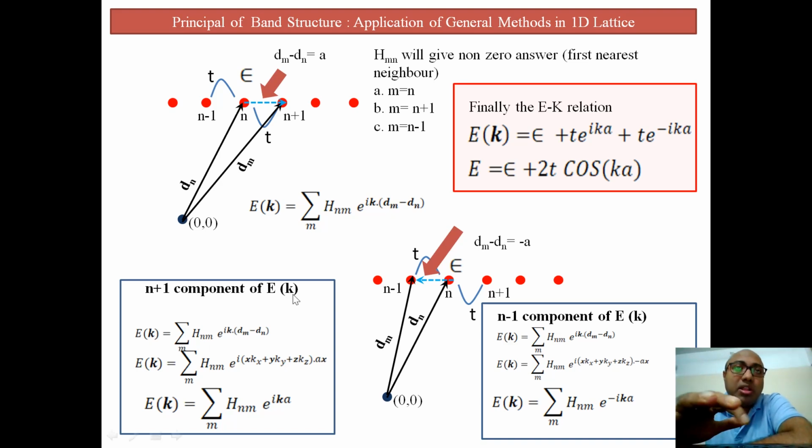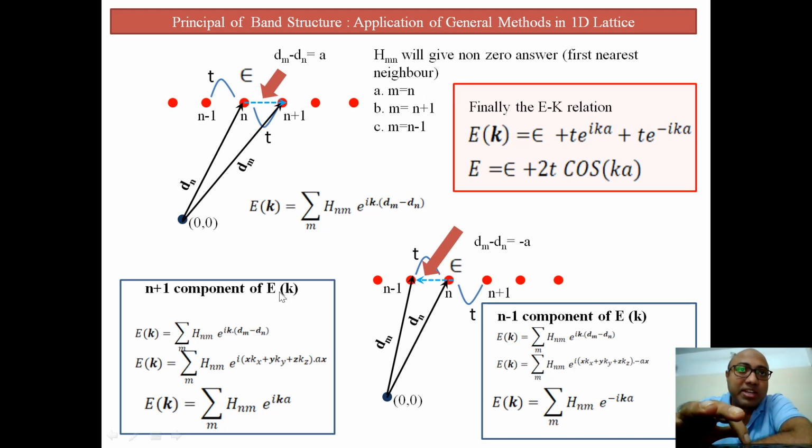Sorry, not summation, my words. We need to have three components and we have to add them. That is the meaning of summation. So we have one component corresponding to n, and that is the epsilon. Since there is a summation, we have to add, that means plus signs, and we have to add n plus 1 and n minus 1.